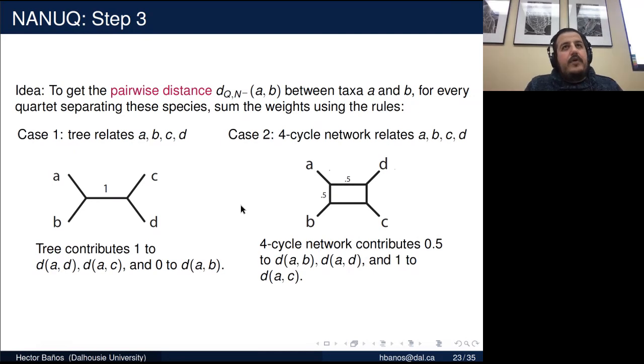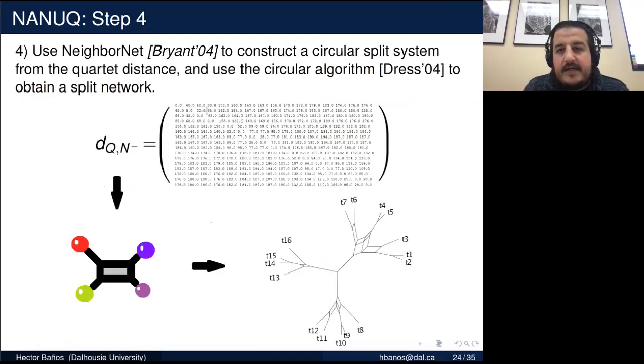So once you apply this for all your taxa, you get your dissimilarity matrix, which is a symmetric matrix with 0 on the diagonal. The rows denote taxa, the columns denote taxa, and a specific entry is just the distance between the equivalent row and column taxa.